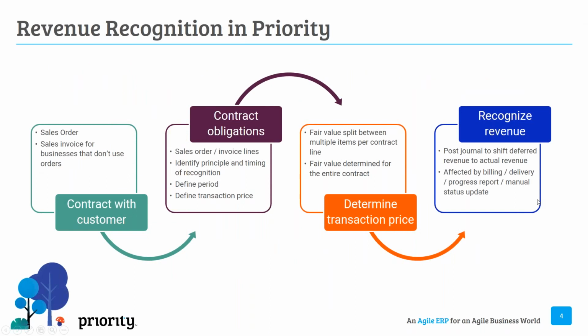In Priority, we decided to make the sales order the principal contract with the customer. Of course, we realize that there are businesses who don't work with sales orders, or maybe work with sales orders in another system, which is not Priority, and only start their sales process in Priority from the invoice step. So for the sake of those customers, we also allow the option of having the sales invoice as the main contract point with the customer for those sales invoices that are not based on sales orders.